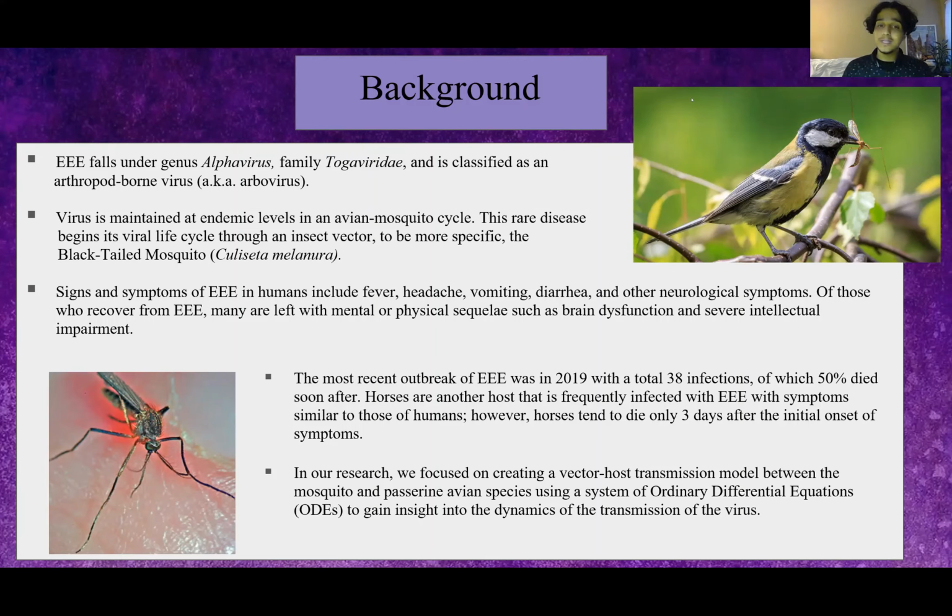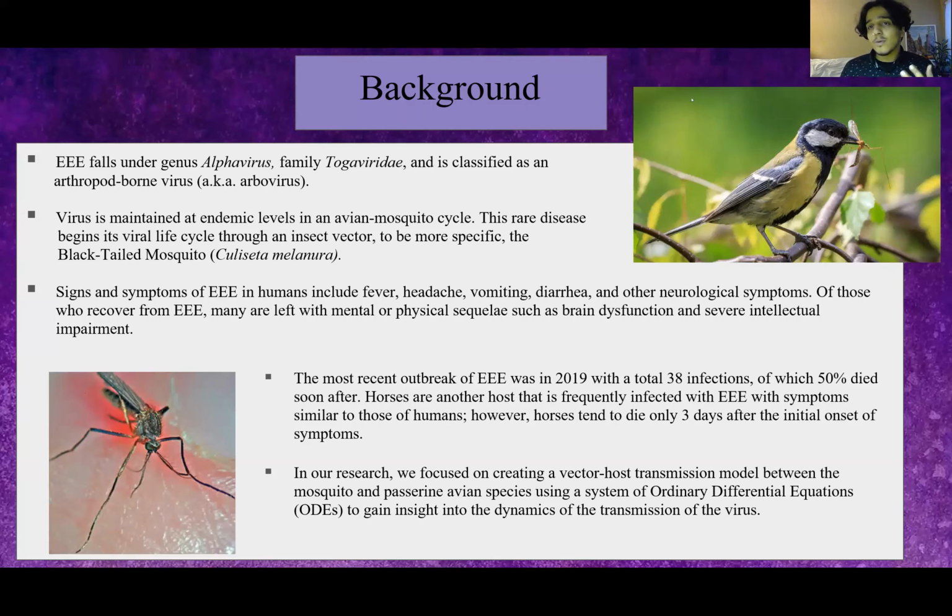Now, the most recent outbreak of triple E was actually back in 2019 with a total of 38 infections, 50% of which actually passed away soon after. Humans aren't actually the last host in this cycle. Horses are also considered another host in this cycle, as I mentioned previously. However, even though they have the same symptoms as humans, they die much quicker.